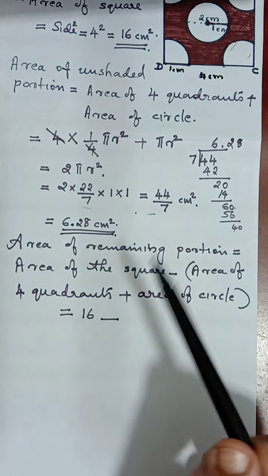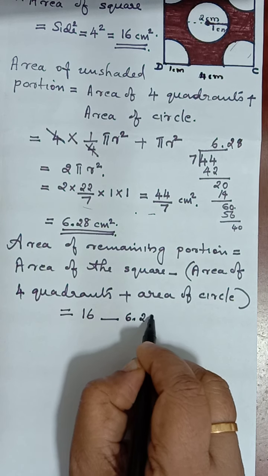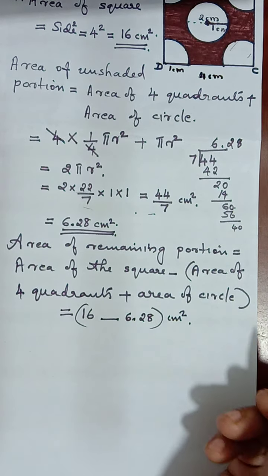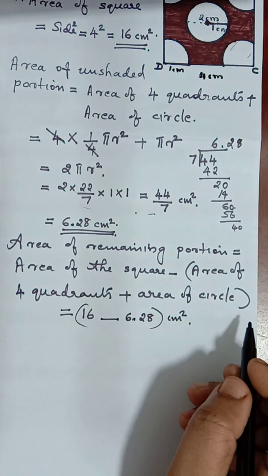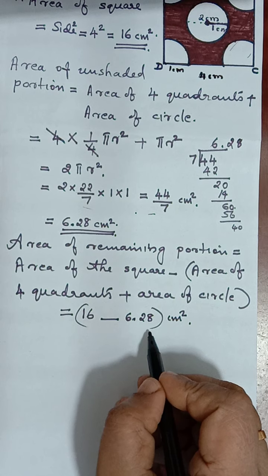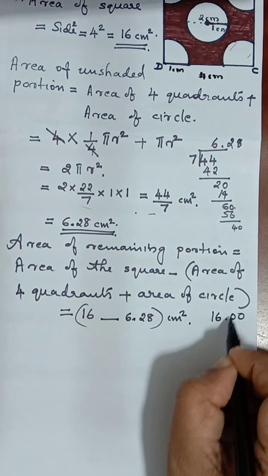Here we have seen, so 44 by 7 we found out as 6.28. So let us put it in brackets, so many cm square. Now we have to subtract this, that is 16 minus 6.28. So subtract and get the answer.